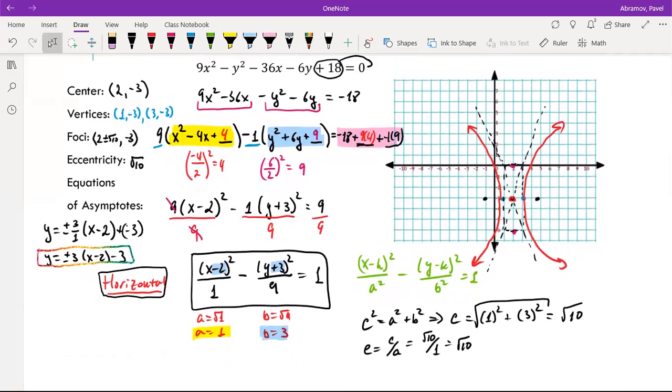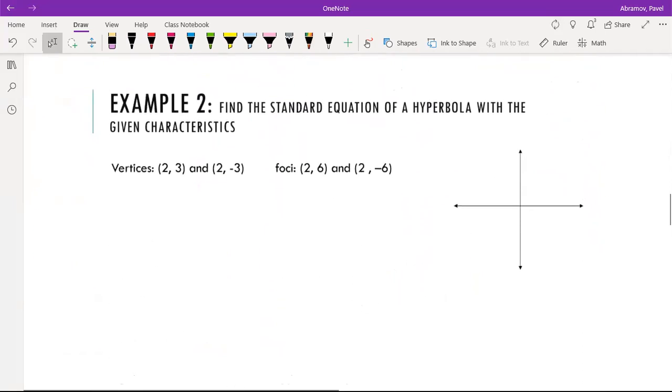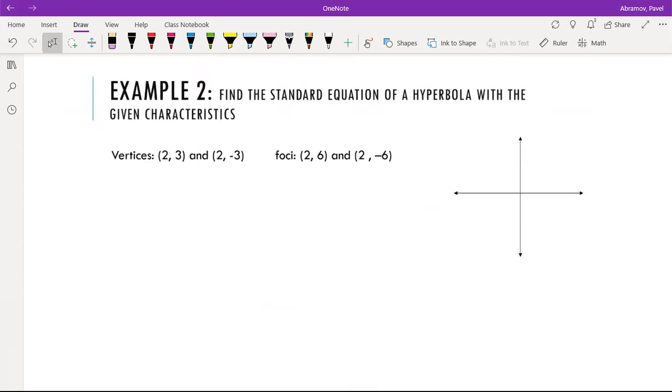So once we completed the square, we should be able to find all of those pieces. Yeah, let's look at the other examples. So here we have to write an equation in standard form given the vertices and the foci. Just like with ellipses, it would be helpful for us to sketch the graph so we know which equation to use, and then from there we can find all of the parts.